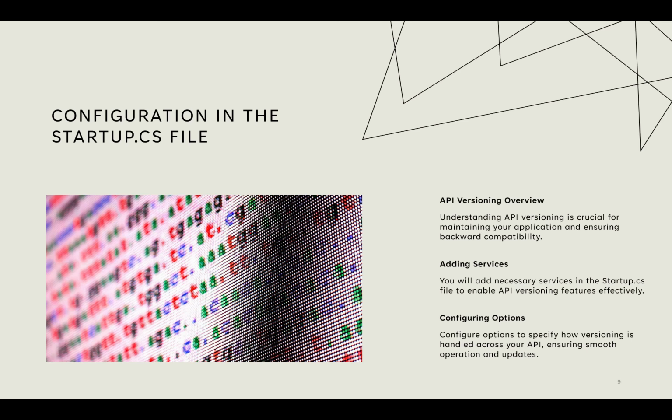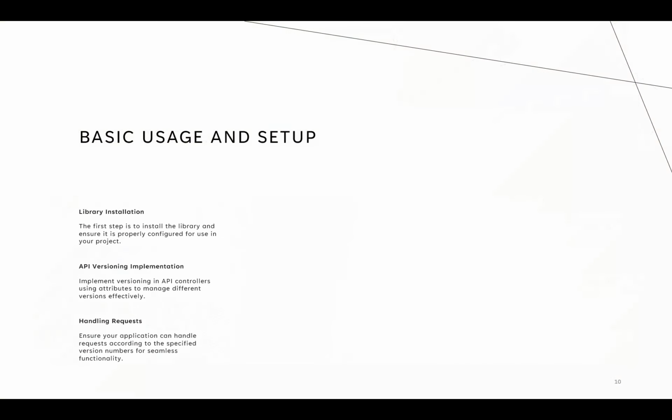Next, you will need to configure the API versioning library in startup.cs or program.cs. This involves adding services and configuration options to specify how versioning will be handled across your API. Once the library is installed and configured, you can implement basic versioning in your API controllers. This includes using attributes to specify version numbers and handling requests accordingly.